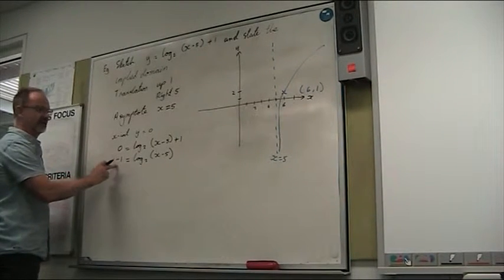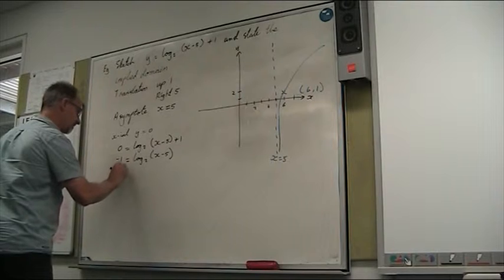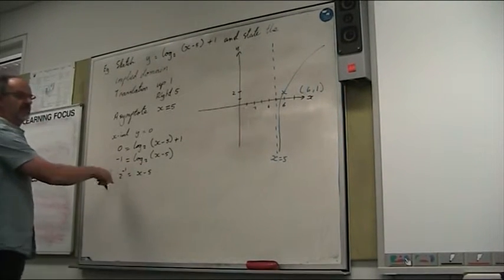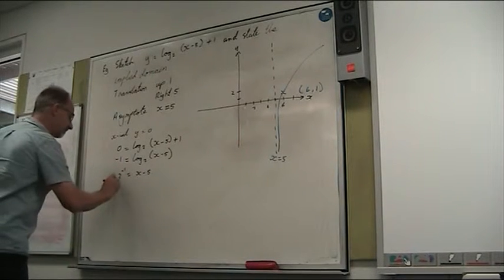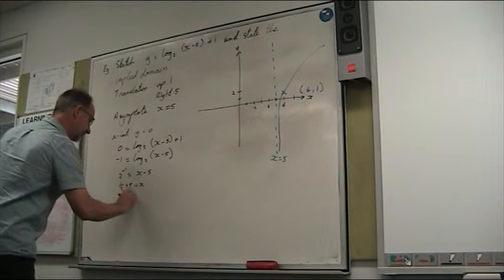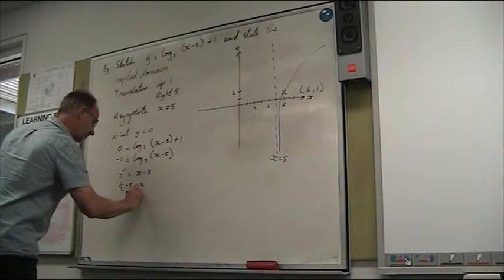2 to the negative 1 equals x take 5. 2 to the negative 1, what's that? Half. So half plus 5. So our x-intercept is 5.5.